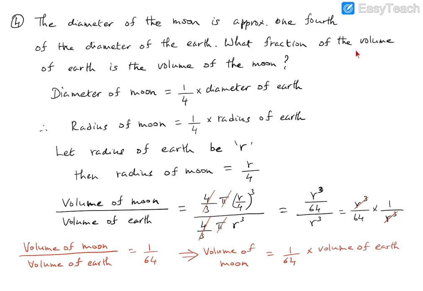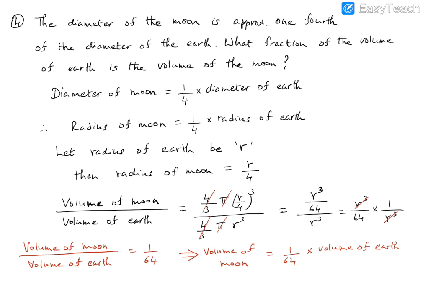So we are asked to find what fraction of the volume of earth is the volume of the moon, and that fraction is 1 by 64. Volume of the moon is 1 by 64th fraction of the volume of earth, and that is what we have been asked to find. Again, whenever we are asked to find what fraction or what is the ratio between two things, it is always easier if we just keep the value of pi and the other constant terms as they are, because when you take the ratio, those common terms will just cancel out and it will simplify our calculations.